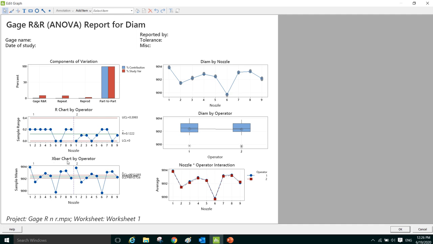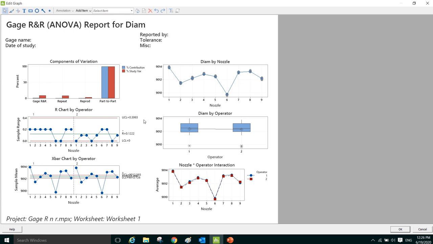Whereas the Xbar chart by operator basically represents the reproducibility. For example, in this case, operator number 1 measures sample or nozzle number 1 twice. So the average of sample number 1 is plotted here. And the same sample is measured by operator number 2. The average is almost similar to the average from operator number 1. That is the reason why we have a very low reproducibility.